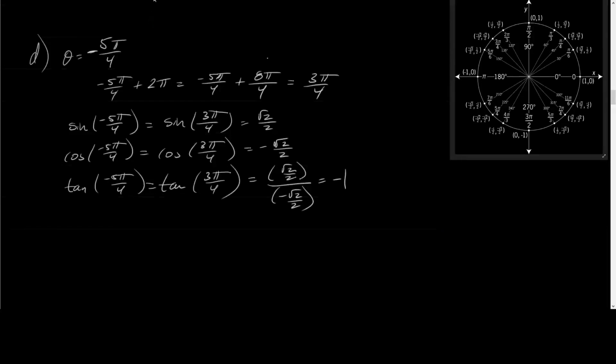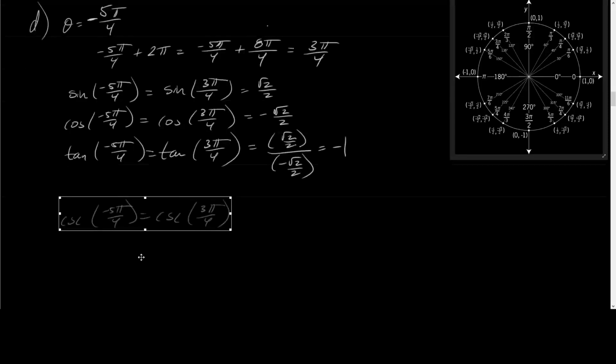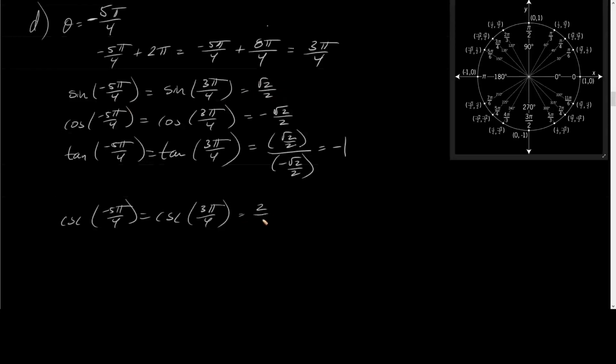Now, that's for sine, cosine, and tangent. For cosecant of negative 5 pi over 4, that's going to be the same thing as cosecant of positive 3 pi over 4. And that's going to be just the reciprocal of sine. Let's just shift this down a little bit. So what is the reciprocal of sine? We have radical 2 over 2, so that's going to be 2 over radical 2. By rationalizing this, multiplying by radical 2 over radical 2, it simplifies to just being radical 2.